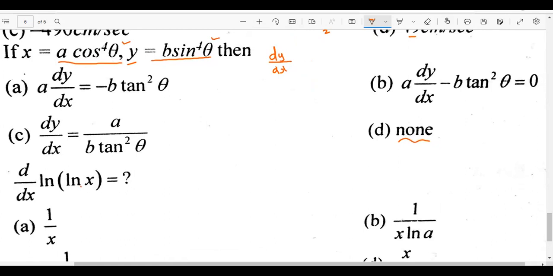Sorry, we're talking about the variables a and b, right? Yes, I'm talking about the variable theta. The variable is theta, a and b are constants. Oh, a and b are constants. Yes, a and b are constants.